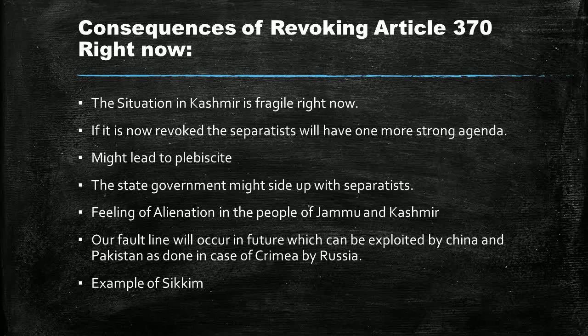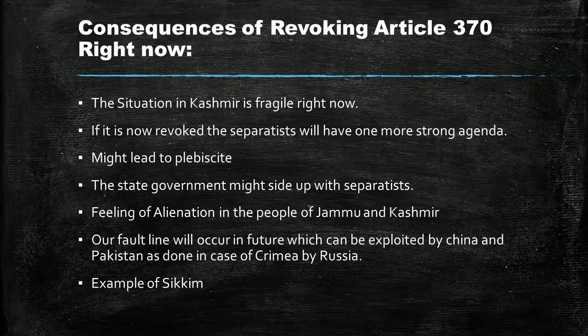What happened there was, Crimea was essentially part of Ukraine, but due to the coercive action and other policies by the Ukraine government, a feeling of alienation was generated in the people of Crimea. So when Russia got a chance, it annexed Crimea from Ukraine. The situation in Kashmir is much worse than what it was in Crimea. So if we revoke Article 370 now, coercive action will be needed, and most probably we could lose Jammu and Kashmir forever.